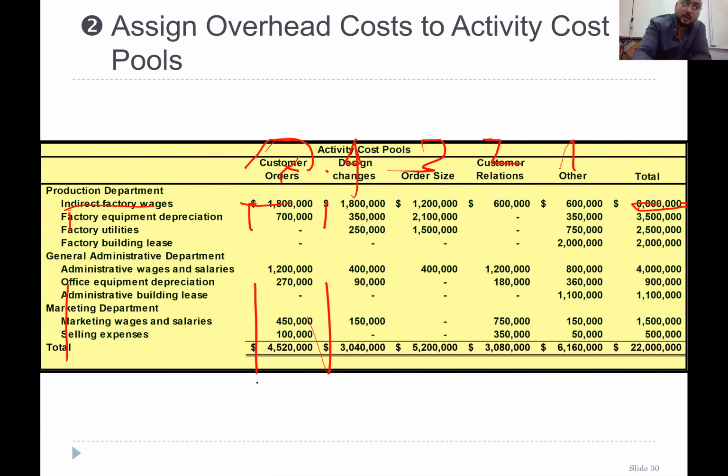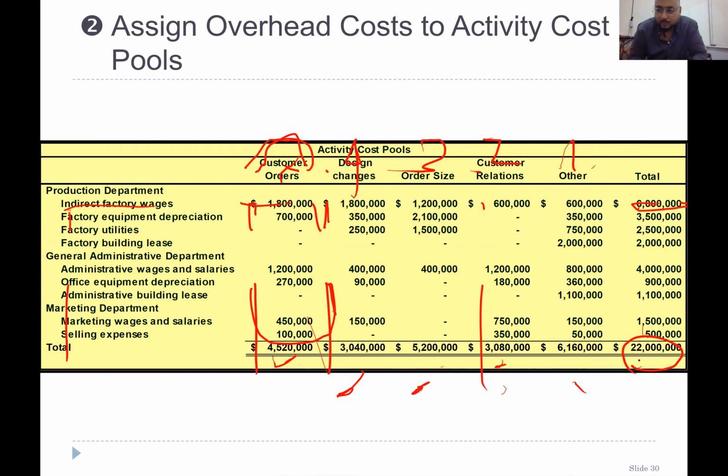So total number of customer orders, the cost associated to customer orders is now 4.52 million. Design changes 3.04 million. Order size 5.2 million. Customer relation, you just add it here, 3.08 million, and other 6.16 million. So you see the total is the same. The overhead total is the same.